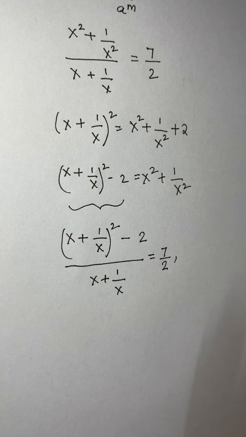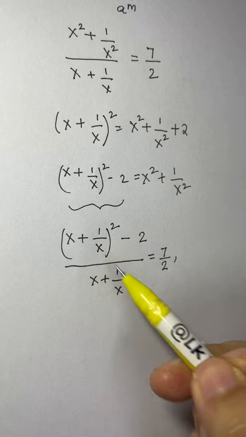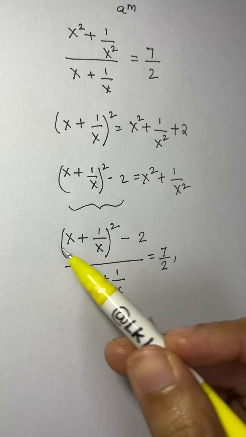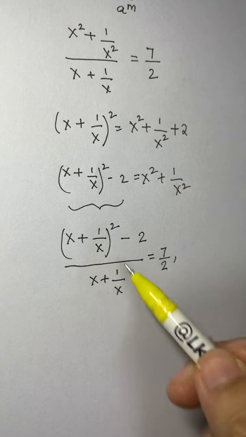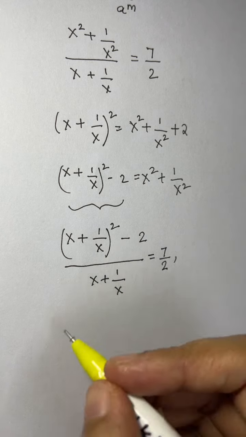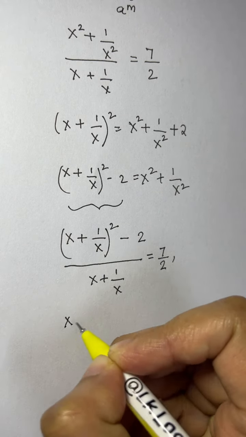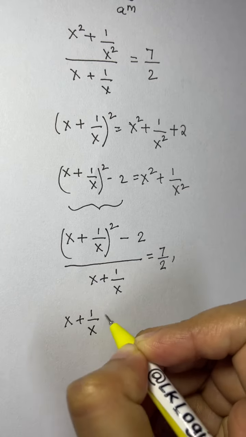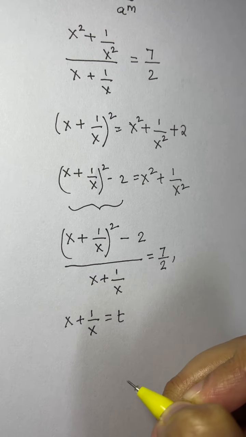Alright. Now what can we do? What do you think we can do? So now we are going to substitute x plus 1 by x. You can see the same terms in numerator and denominator, x plus 1 by x. So we are going to use substitution. Substitute this whole term x plus 1 by x is equal to t.